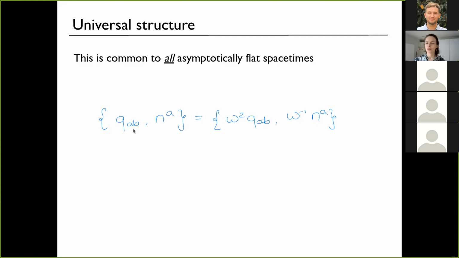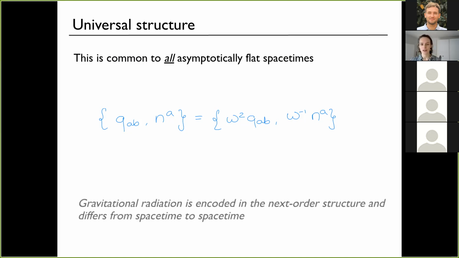Now you may wonder, okay, but we know that there should certainly be something different, right? Because if everything gives us the same answer, it's not so interesting. And of course, something will be different. In particular, gravitational radiation really distinguishes between different members of this large class of spacetimes. But that is encoded in the next order structure. It's not encoded in this universal structure, so it's not encoded in the Q and N.